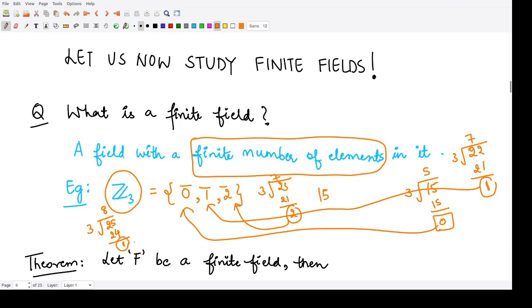So you see, in every case you will get the remainder as either 0 or 1 or 2. So the only elements present within this field are the 0 element, the 1 element or the 2 element. And how many elements are there? They are 3 in number. Because the number of elements present here is finite, that is, 3 in number, therefore this is a finite field.